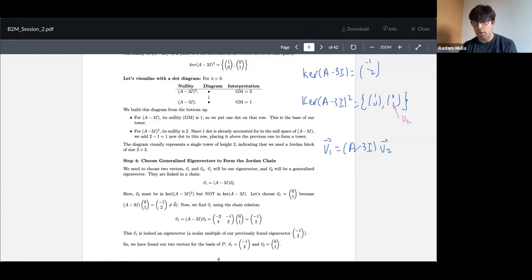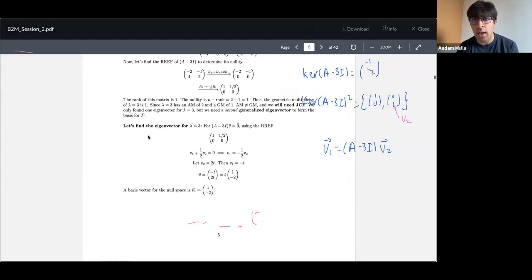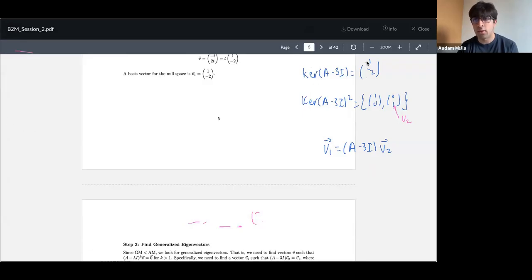Now, how do we find v1? We do A minus 3I times v2. So A minus 3I is this guy. We multiply it by v2, and we get -1, 2. So notice how that's a little bit different than the one... Oh, is that the same? Oh, yeah, I might have... What did I write wrong here? It was, yeah, 1, -2. Sorry, I forgot to erase this negative.